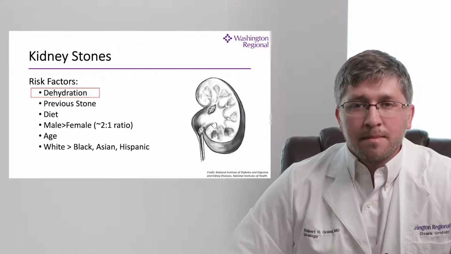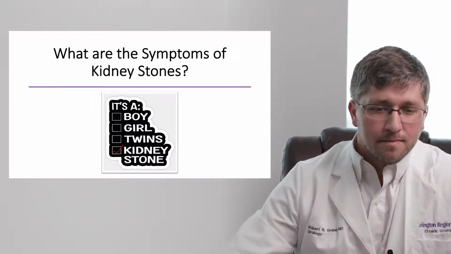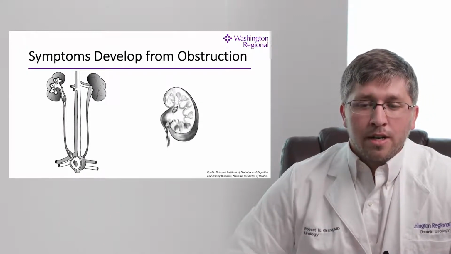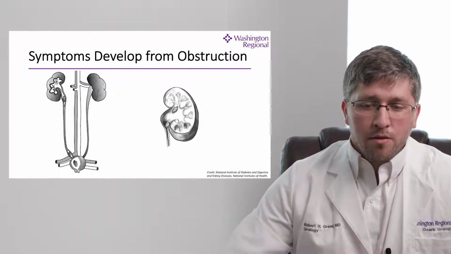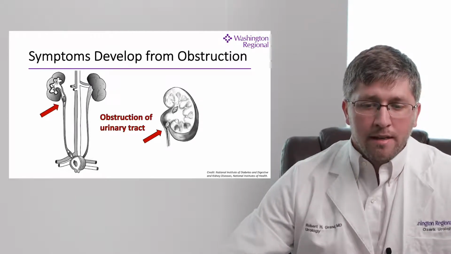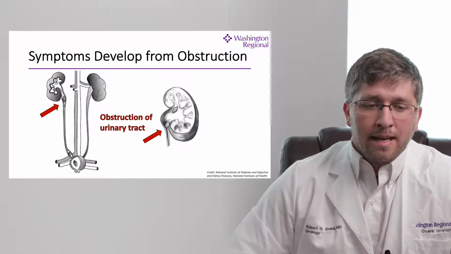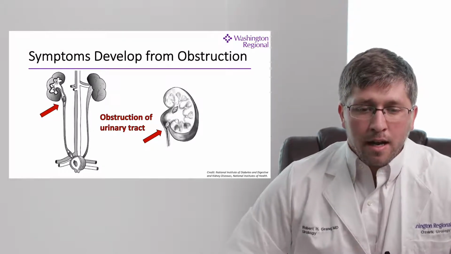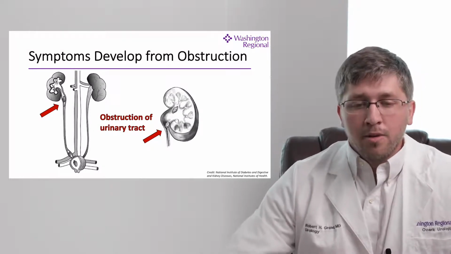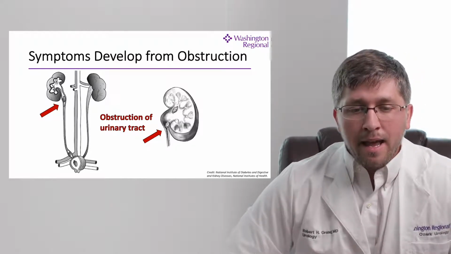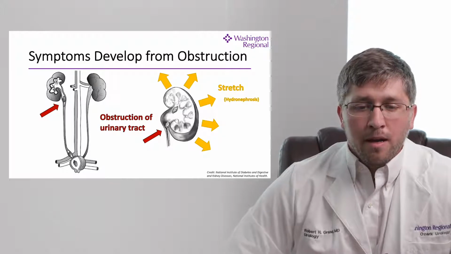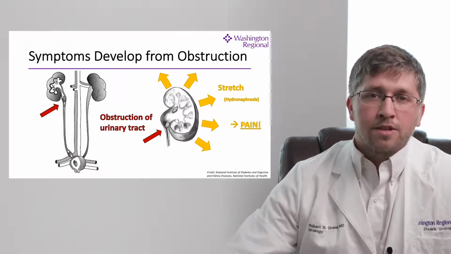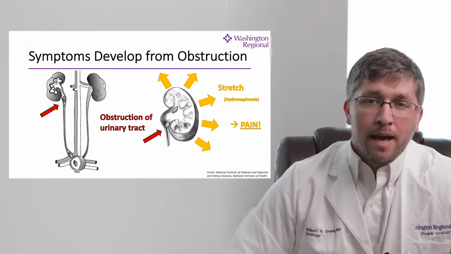Okay, so what are the symptoms of kidney stones? Kidney stone symptoms are due to obstruction of the urinary tract. When the stone drops down from the kidney and becomes lodged in the ureter, urine can no longer drain from the kidney down into the bladder. That's shown here. When you get this type of obstruction upstream from it, or within the kidney, you get dilation of the renal pelvis and the kidney and stretching. This is a term called hydronephrosis. When you have this acute stretch, this is what causes the pain. And so this is why you get pain from kidney stones.